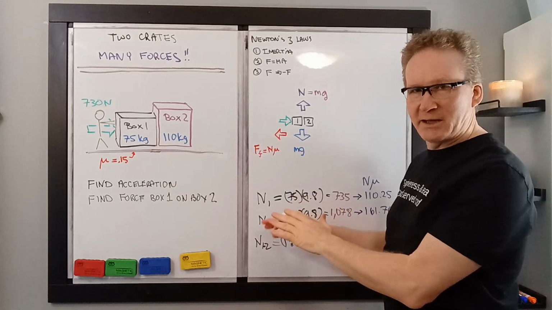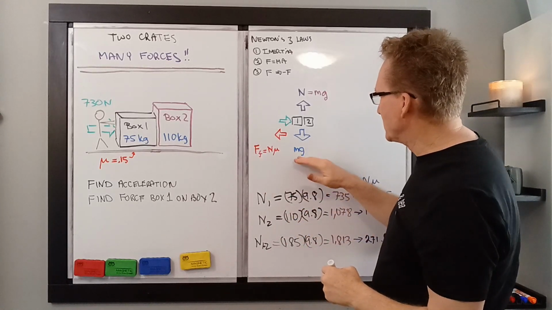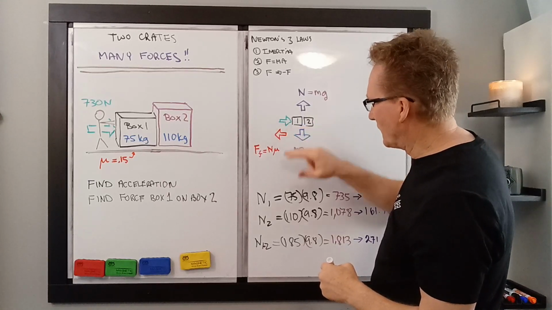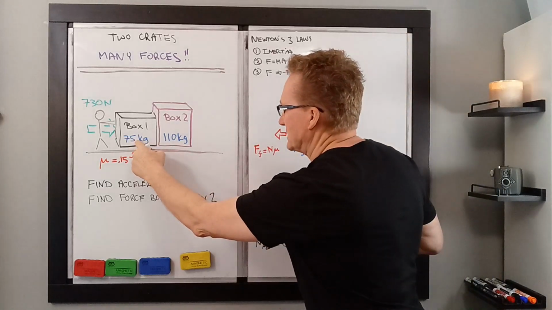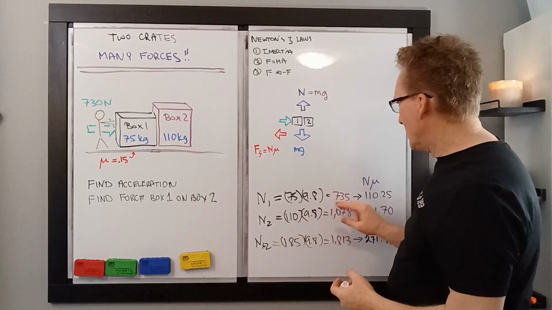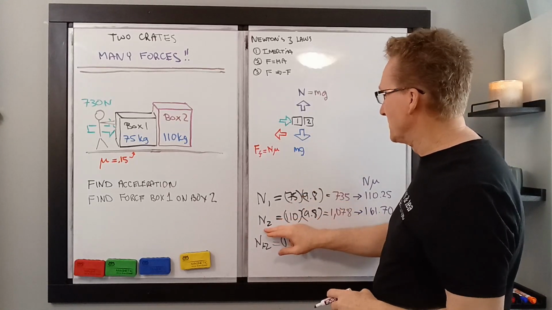So I did a bunch of calculations for you here just to save us some time. I looked at the normal force for each of these boxes, and each of these boxes is going to have a normal force. The normal force for box 1, N1, is going to be 75 times 9.8 gravity, which is going to be equal to 735 newtons. I just did this quickly. We'll save ourselves a little bit of time.